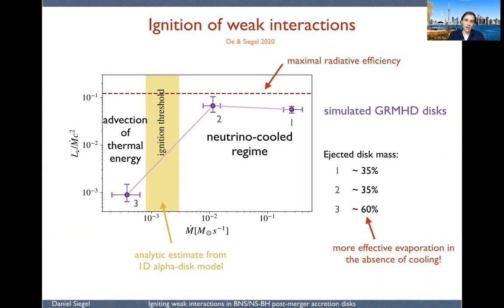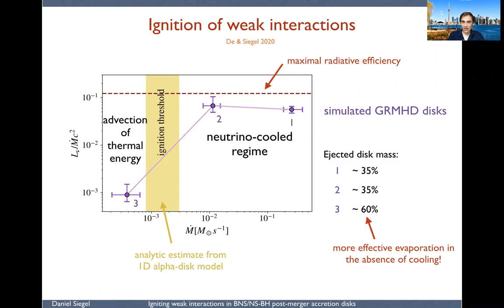Here I'm plotting the radiative efficiency, the total luminosity radiated in neutrinos over Ṁc². There's a maximum radiative efficiency for disks: if you converted all the binding energy at the ISCO into radiation, that is what you would get. But you never really achieve that because some of that binding energy, some of that heat, is always evacuated into the black hole. But as you can see, we get fairly close to that once we are above this ignition threshold.